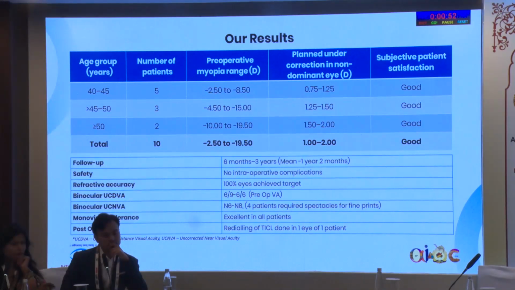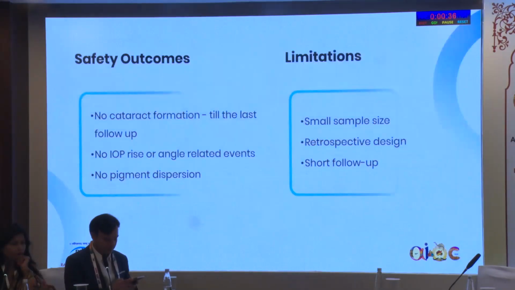No intraoperative complication, 100% achieved target. Uncorrected distance vision was 6/9 to 6/6 depending on the preoperative vision, and N6 to N8. 4 patients required spectacles for fine print, and monovision tolerance was excellent in all patients. In one patient, we had to do realigning because it was a toric ICL.